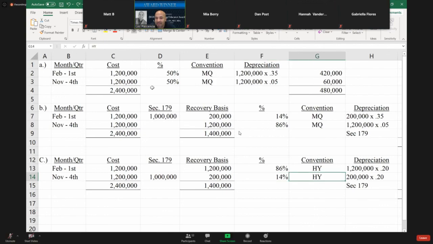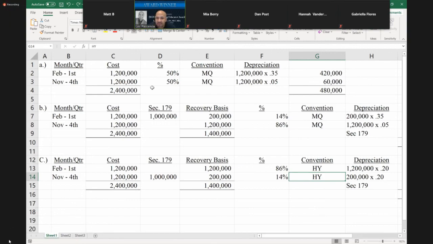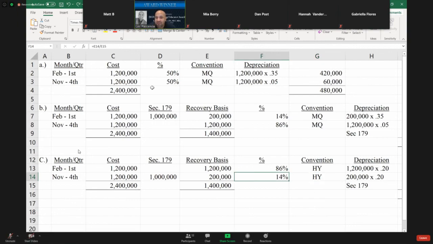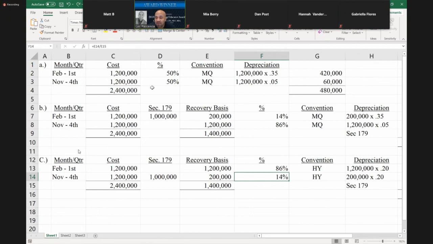I'll give you a hint. I have the answer right there. You guys understand why we're using half-year convention now? Because the goal for this problem is utilizing section 179 to get out of mid-quarter convention. Completely allowed. It's not something that you're doing against tax law. This is using tax law to your advantage. It takes them out of mid-quarter convention.